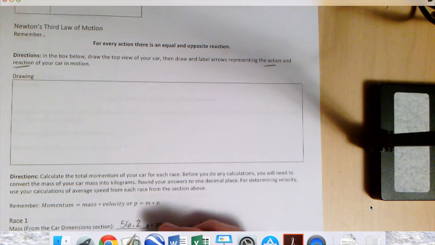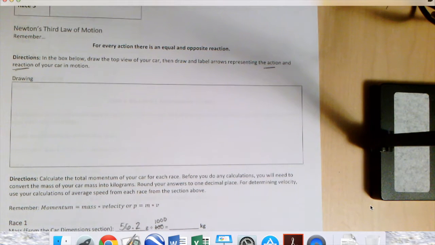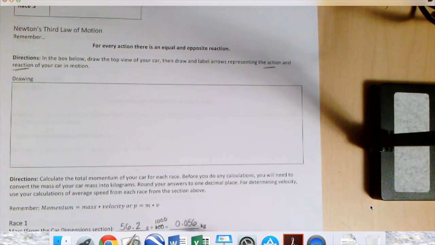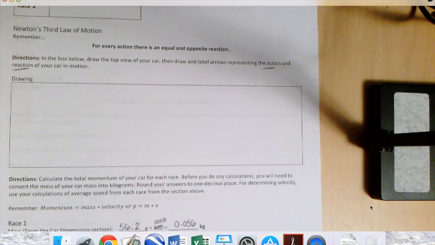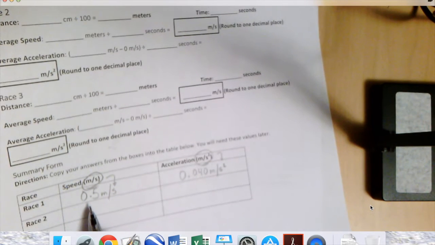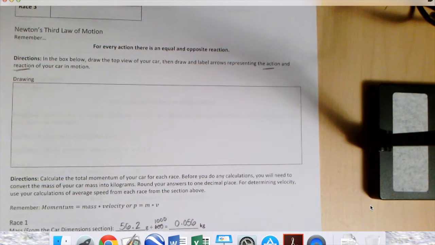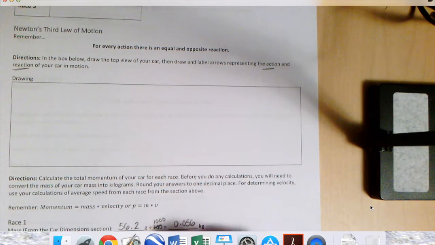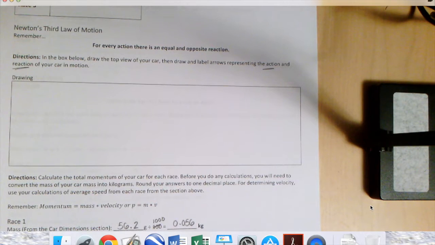56.2, just like last time. We're not dividing by 100, it's dividing by 1,000. And that, of course, gives me 0.056. Some of you clever people might copy this. I would much rather you do the math every time just for practice. Your speed value, use your speed value from the same place where you found the acceleration for force, right here. My race value was 0.5 meters per second for the first race. So I'm going to put 0.5 meters per second.